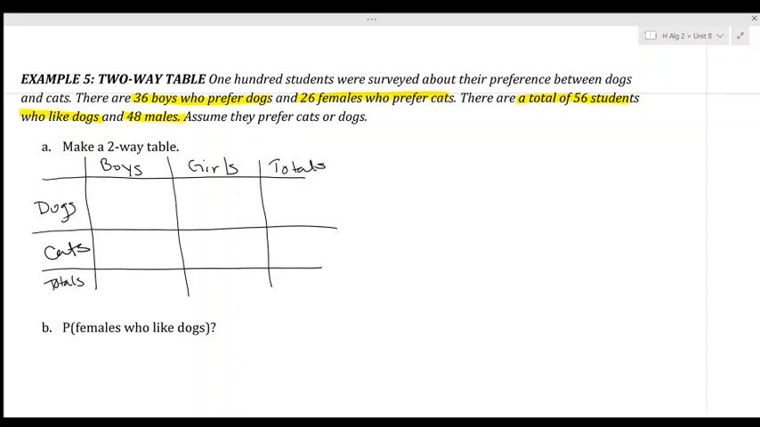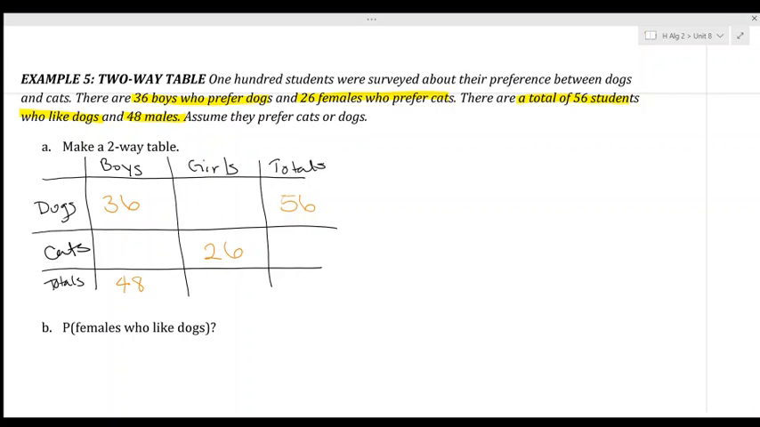Let's pick a color that is orange. So 36 boys who prefer dogs, that's going to go in the dogs boys box right here, 36. Then we're told that 26 females prefer cats. So where girls and cats collide is right here in this box, and we put that 26. There are a total of 56 students who like dogs. So the total people who like dogs is 56. That's the total on the right. Then we are told there are 48 males. So that's the total number of boys, which is at the bottom.